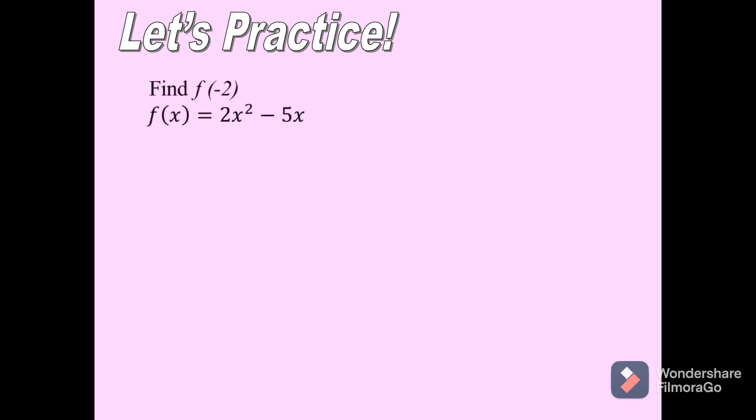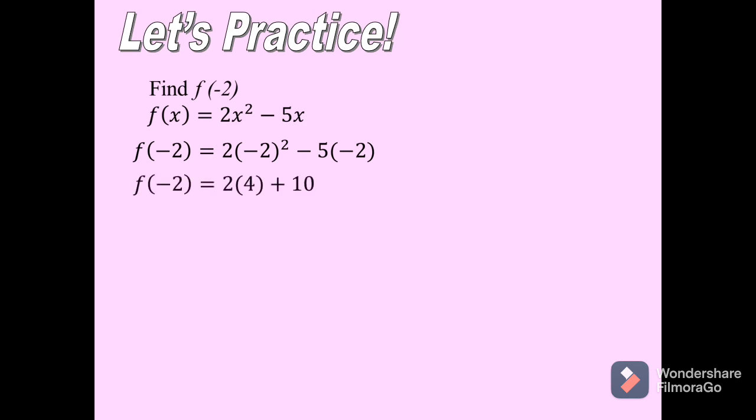Next, find f of negative 2 with the given f of x is equal to 2x squared minus 5x. Then, we'll have f of negative 2 is equal to 2 times negative 2 squared minus 5 times negative 2. Then, negative 2 squared is 4. Negative 5 times negative 2 is 10. Simplifying this, we'll have 8 plus 10, and that is 18.